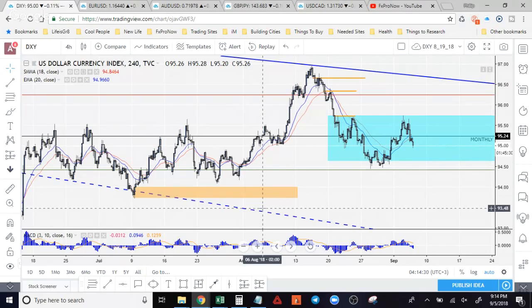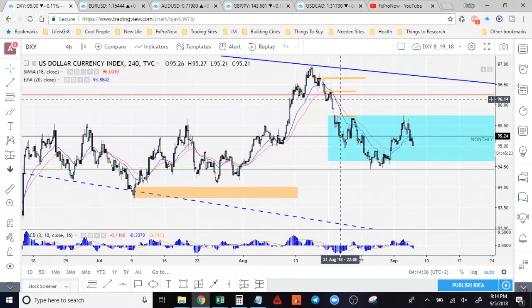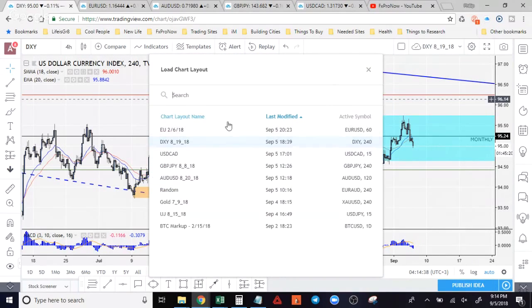But in my opinion, I think it's very necessary for you to have TradingView, because you've got to be able to save your charts, right? And it's best to have multiple charts saved.